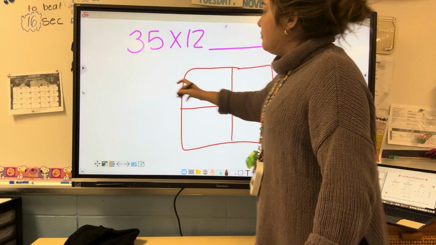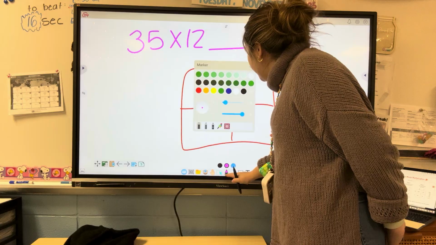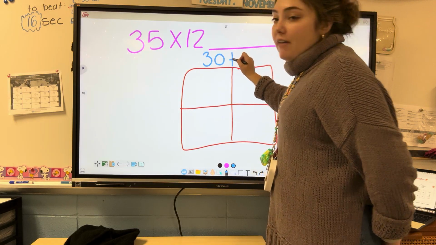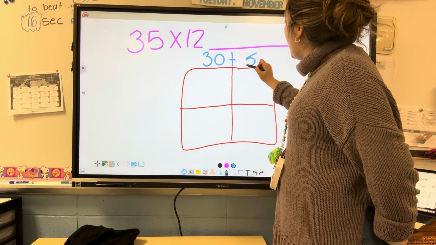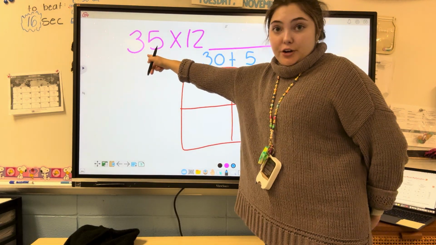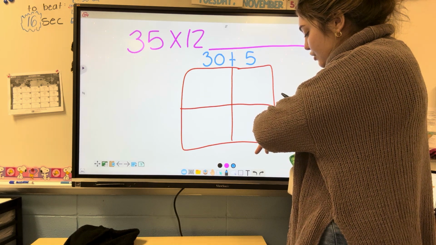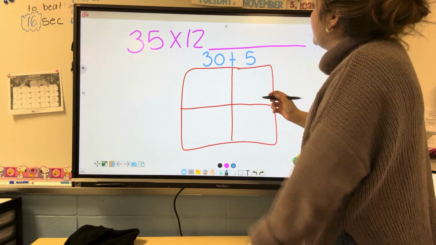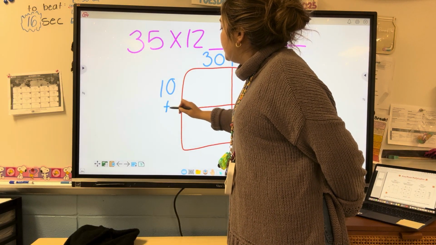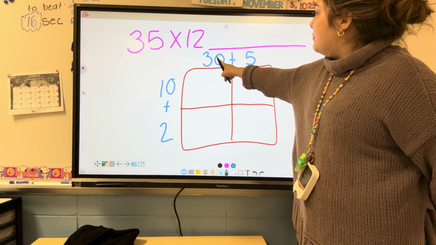So on the top, I'm going to split up this number, and I'm going to look at my tens. I have 3 tens. So that is 30. And I have 5 ones. So 30 plus 5 gives me 35. Then I have 12. So that's going to be 10 plus 2. Okay? So in this box, I'm going to be multiplying both of my 10s.